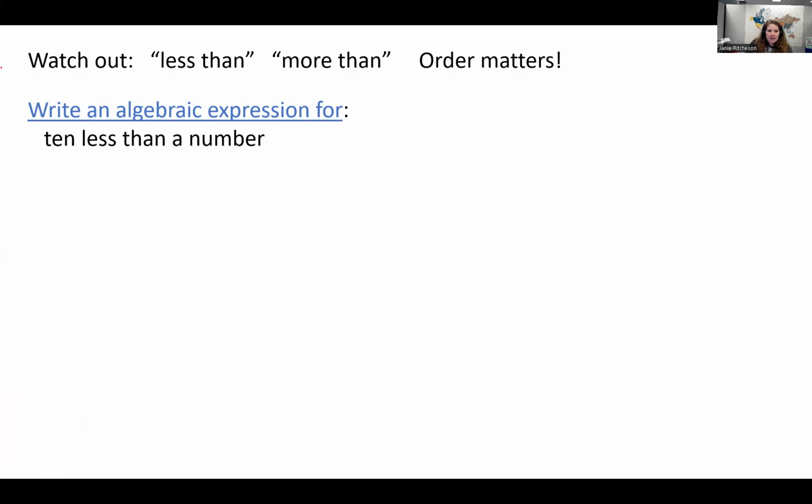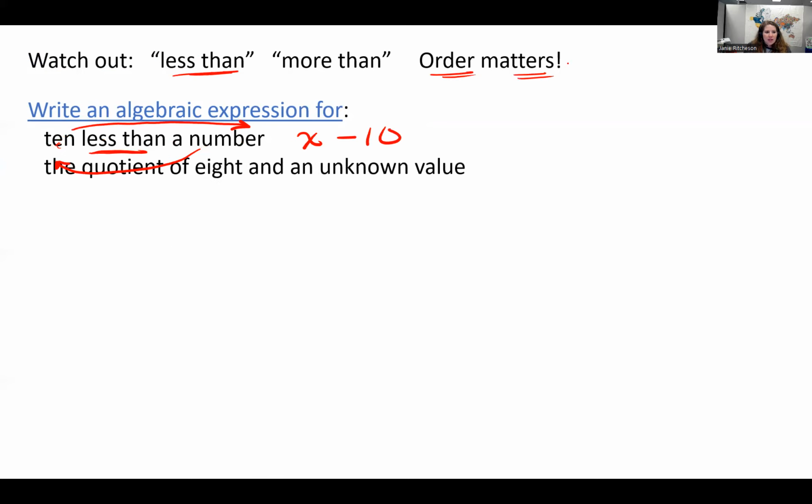10 less than a number. Less than means you're going to flip whatever's in front to the back and whatever's in the back to the front. So a number minus 10. This is how you write 10 less than a number. Whatever's in the front goes to the back. All right, order matters.